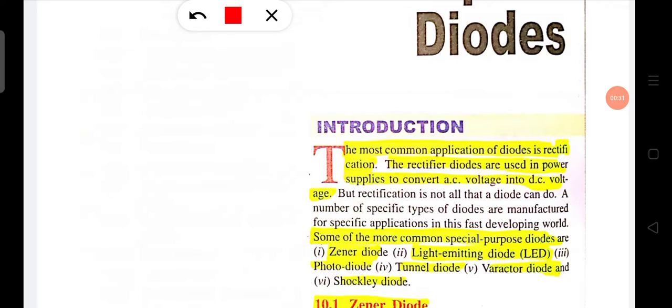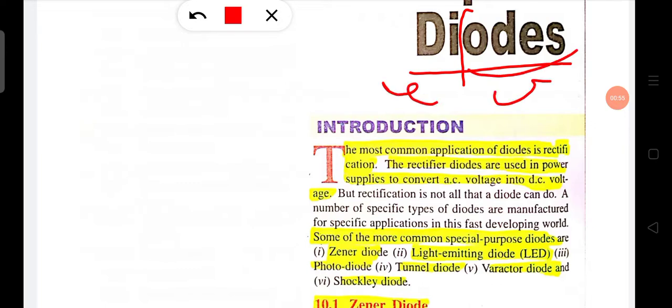In a diode there are two electrodes. In previous classes we have already mentioned diode, triode, pentode. The word diode: di means two and ode means electrode. So a device which has two electrodes is called a diode.